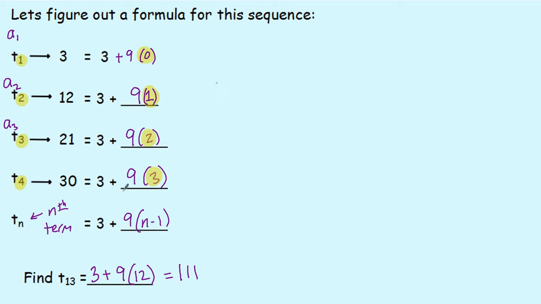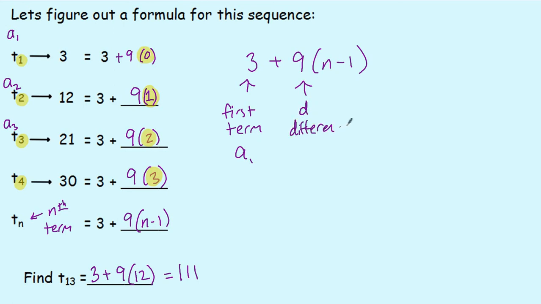So this is our formula. Notice the 3 plus 9 times n minus 1. The 3 represented the first term, or a sub 1. 9 represented the difference, so d for difference. And n is which term?